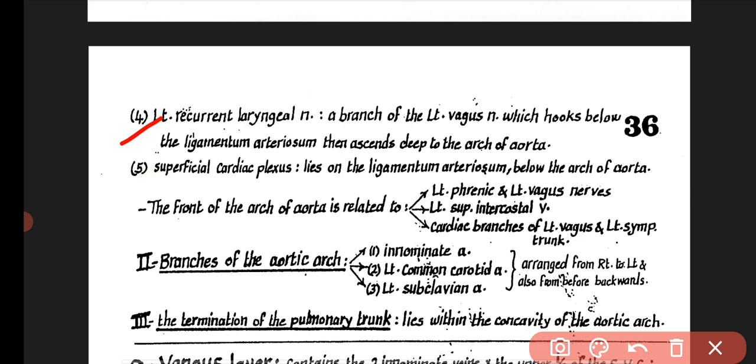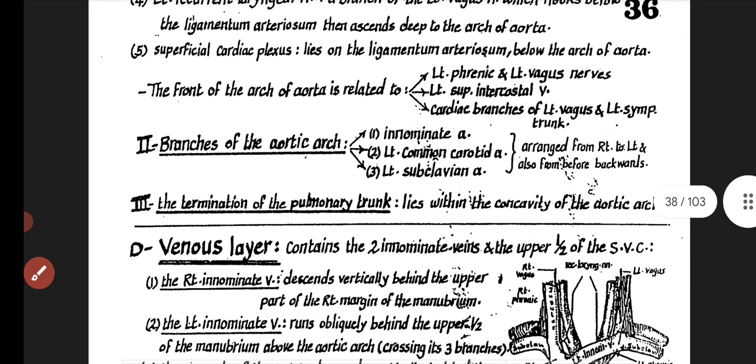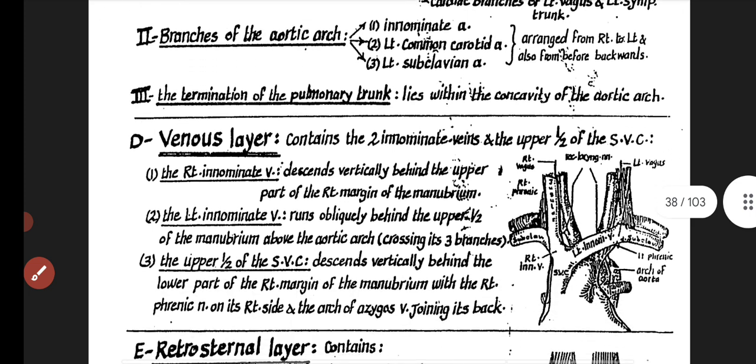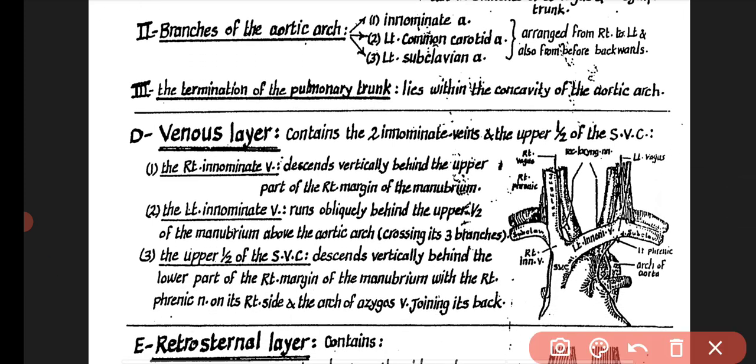And next one is the venous layer. The venous layer contains two veins and the upper one third of the superior vena cava. This is the superior vena cava: the right innominate vein, the left innominate vein, and the upper one third of the superior vena cava. These are the venous contents. Okay, you can write notes about it in your copy.